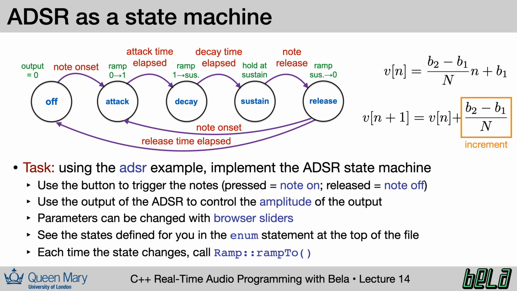The parameters of the ADSR are given to you in sliders that you can control from the browser-based GUI. You can see that the states have been defined for you already in an enum statement at the top of the file. You'll need to implement the code inside of render, checking which state you're in and implementing different behaviors accordingly. To implement the line segments when the states change, you can use the method ramp2 inside the ramp object.